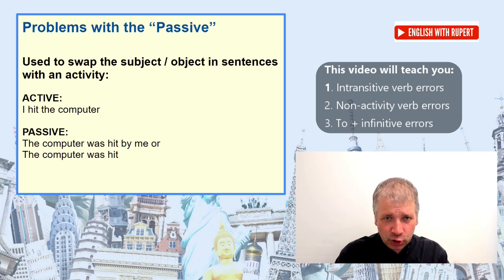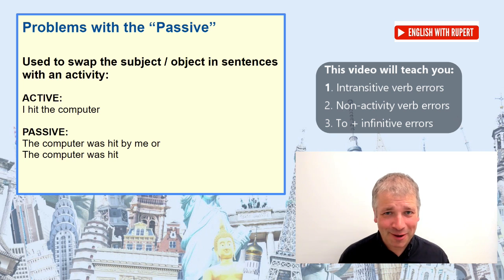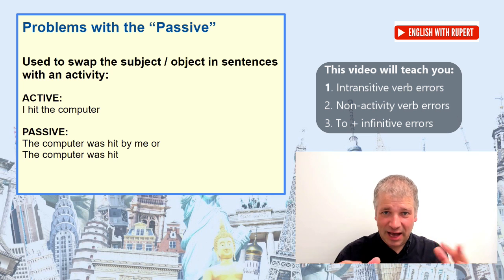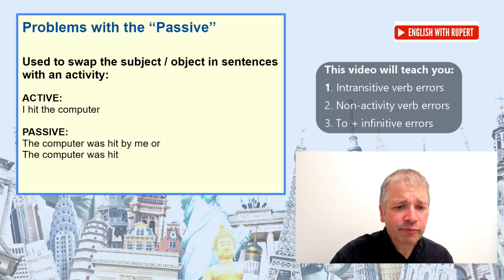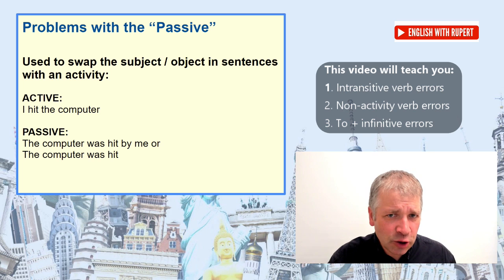It's really good structure to use if you're trying to be more formal, because it makes you sound more objective, more professional, and you can take away the person who does the action, which can be useful. But where do we get into problems here? The problem is we can't use the passive in every single sentence.